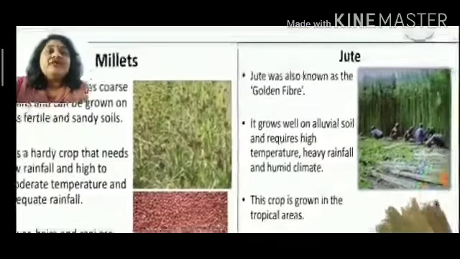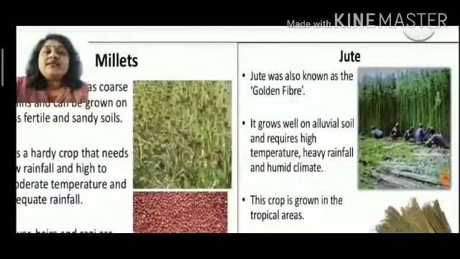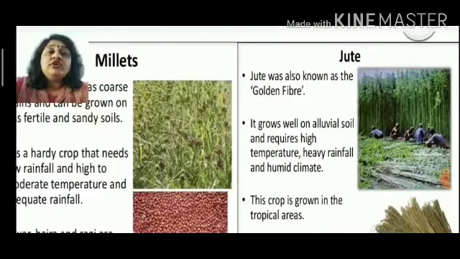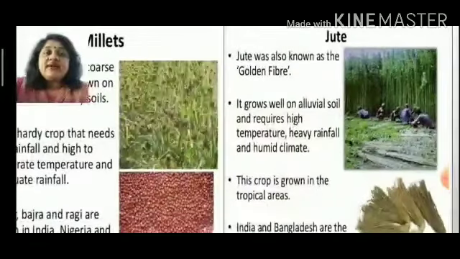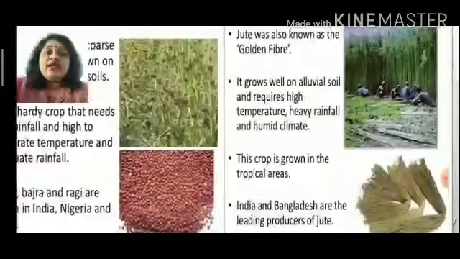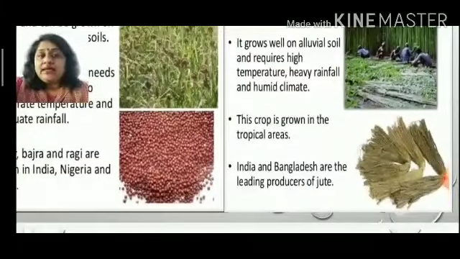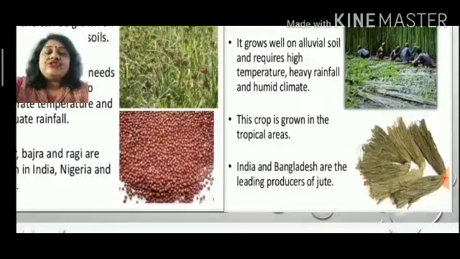Again, we are having jute. Jute was also known as golden fiber. What is it called? It is called golden fiber. It grows well on alluvial soil and requires high temperature, heavy rainfall and humid climate. This crop is grown in the tropical areas. India and Bangladesh are the leading producers of jute.